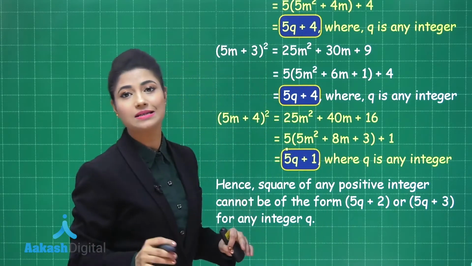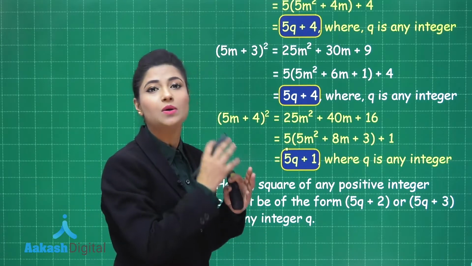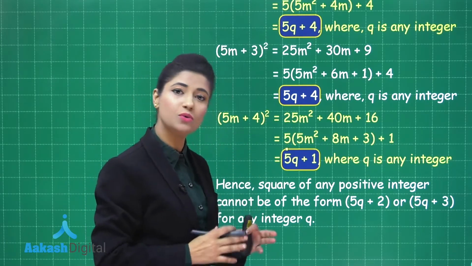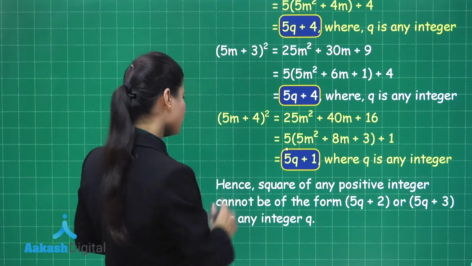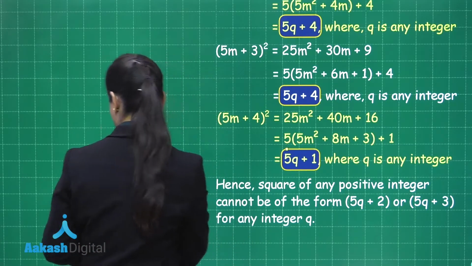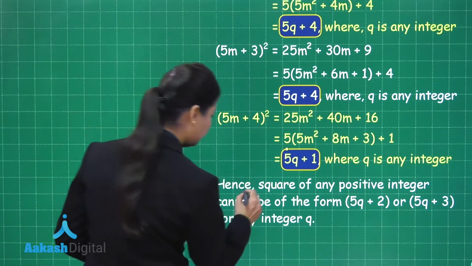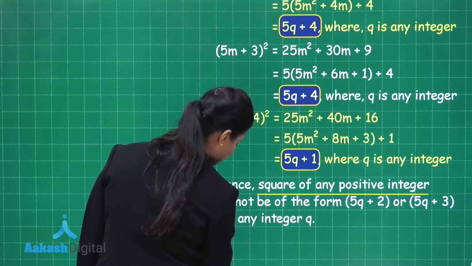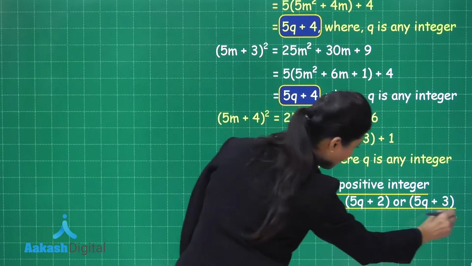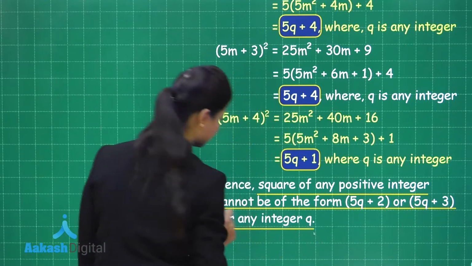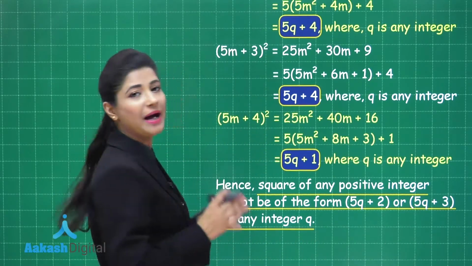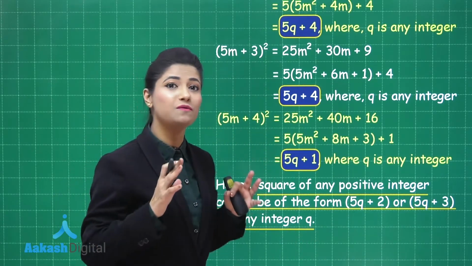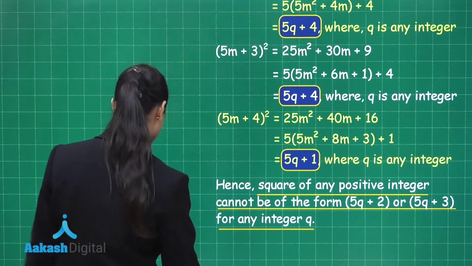In none of these cases, we figured out that a square can be represented as 5q plus 2 or 5q plus 3. So, it proves here the required condition that square of any positive integer cannot be of the form 5q plus 2 or 5q plus 3 for any integer q. Hence, we proved this required condition. So, this was a 4-marker question where you have proved the required condition.